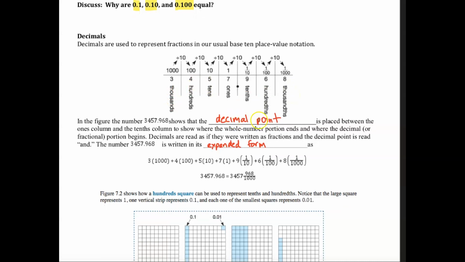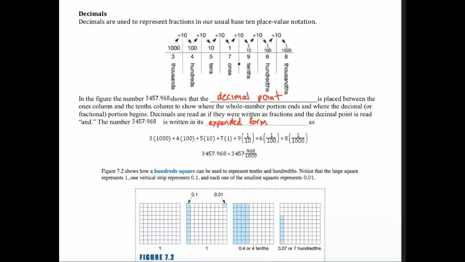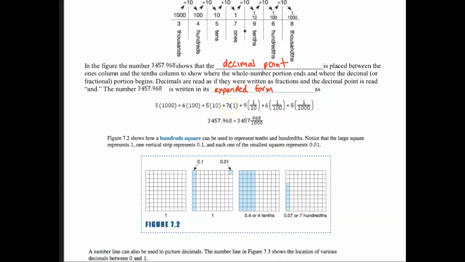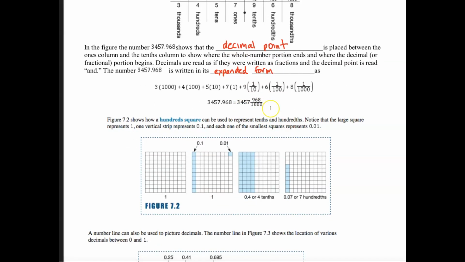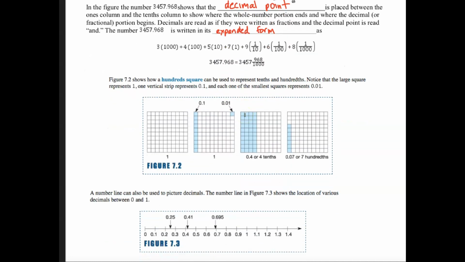And so in this figure here, the decimal point is placed between the ones and tenths column. And what you see, this number here, 3,457 and 968 thousandths, you'll see the expanded form here. It stays consistent with our expanded form notation, and you will see this decimal is represented as 3,457 and 968 over 1,000. And so a decimal is just another way to write a fraction.